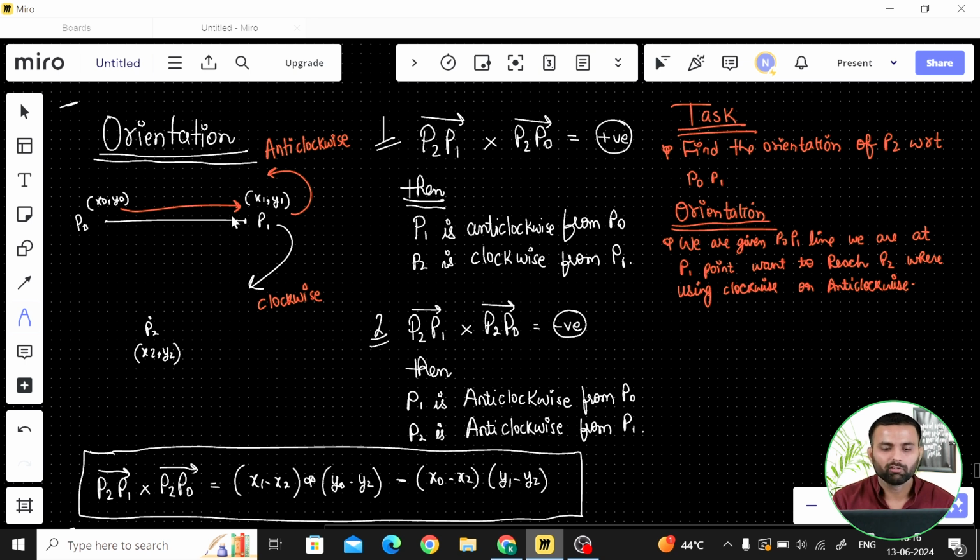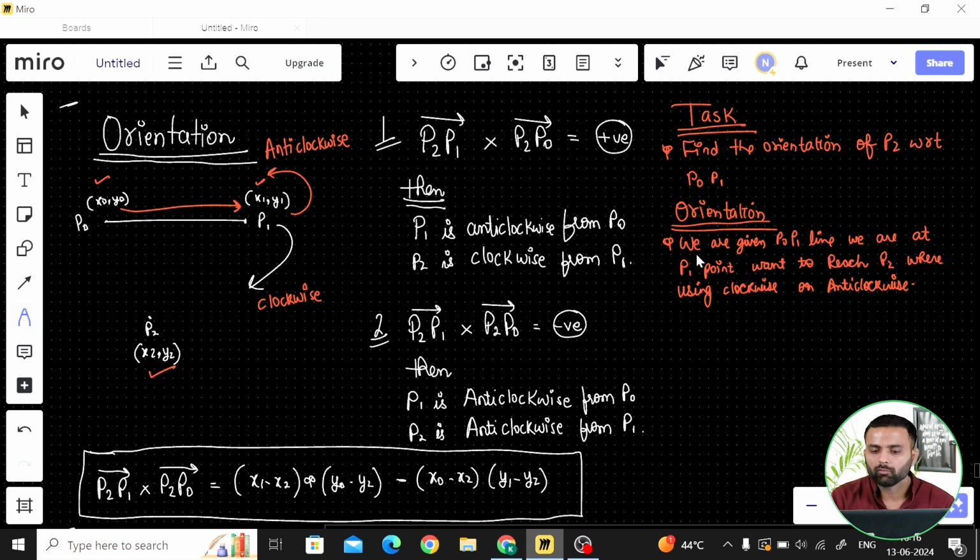Inside P1, P0, P1, we have the corresponding coordinates, right? And we have P2 here, and its coordinate is also given to us. So our task is to find the orientation of P2 with respect to P0 and P1.